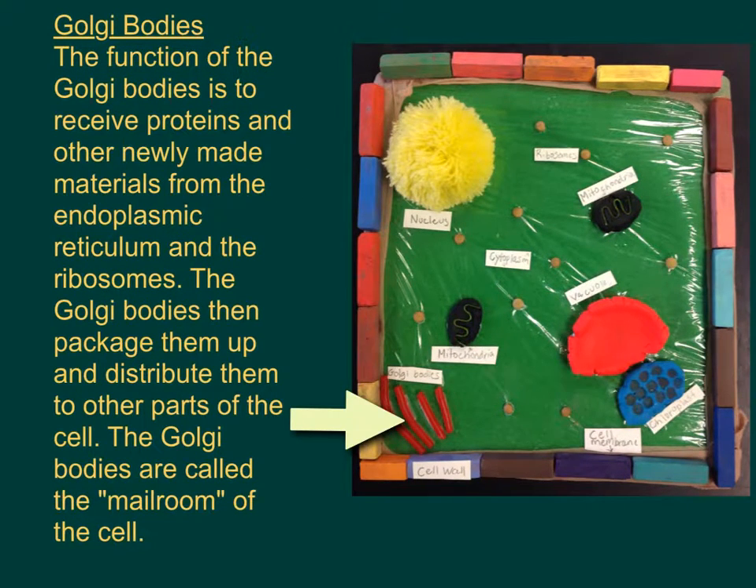The Golgi bodies. The function of the Golgi bodies is to receive proteins and other newly made materials from the endoplasmic reticulum and the ribosomes. The Golgi bodies then package them up and distribute them to other parts of the cell. The Golgi bodies are called the mailroom of the cell.